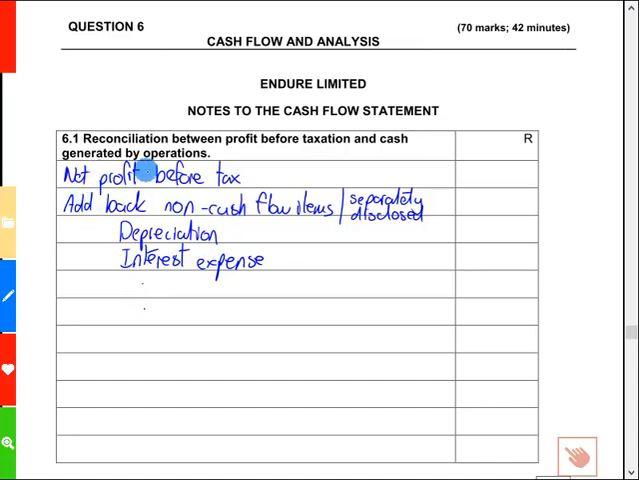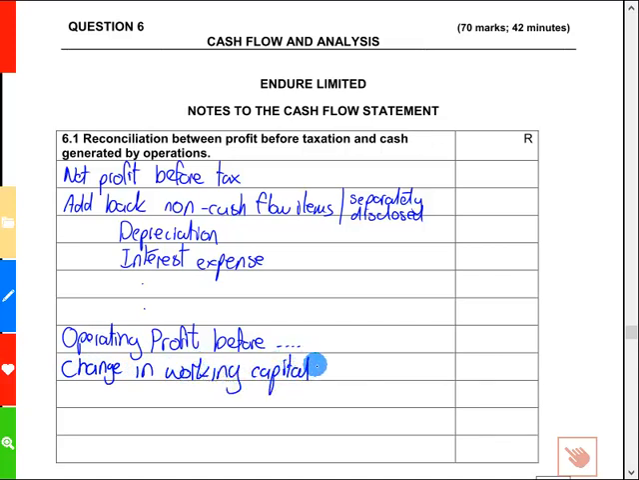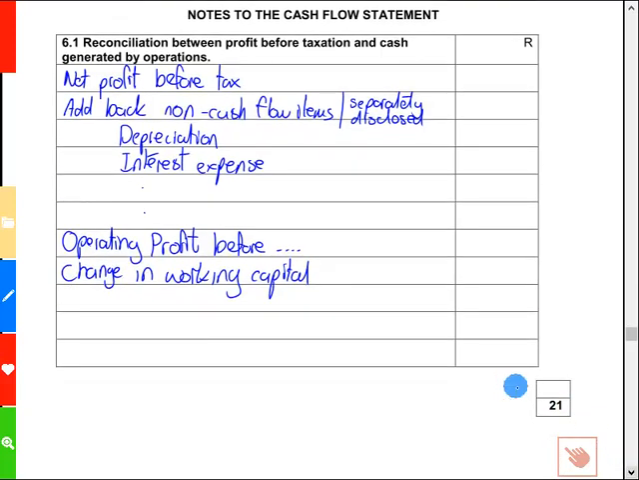Once we've got our net profit before tax and we add these figures back, we're then going to arrive at our operating profit before change in working capital. Yes, before the change in working capital, and you can write the rest there. Then we're going to have the change in our working capital. Now what is this all about? Working capital is my debtors, my creditors, and my trading stock.